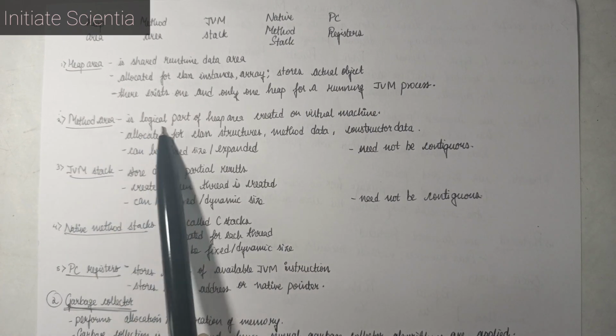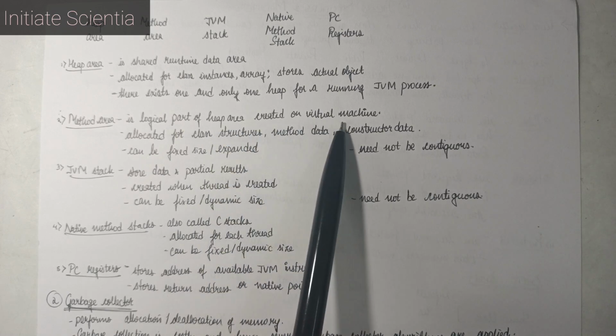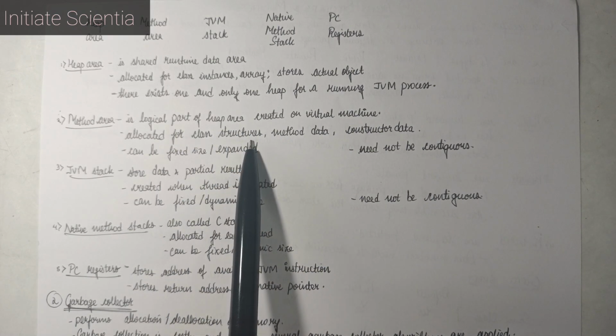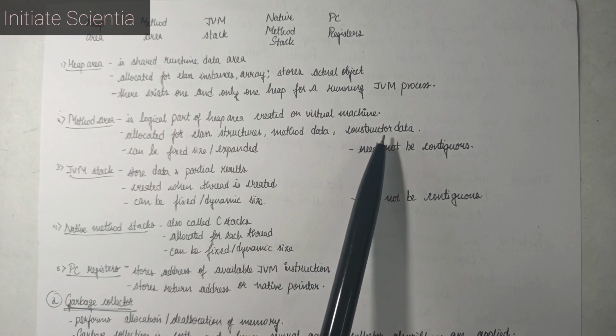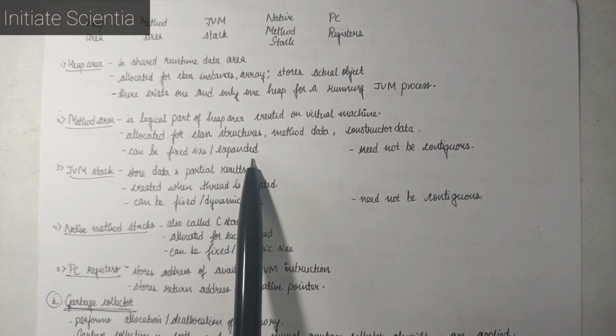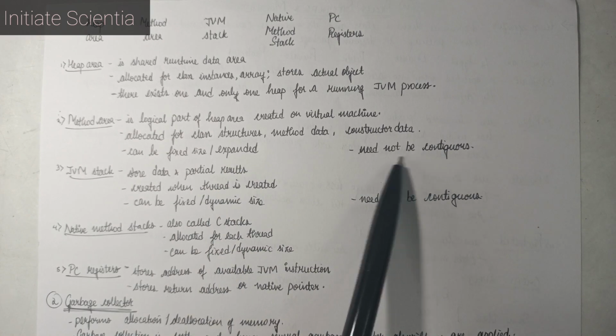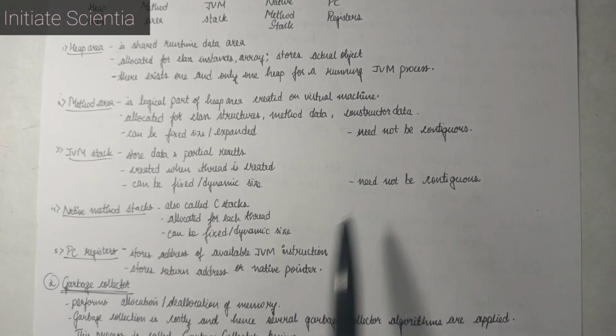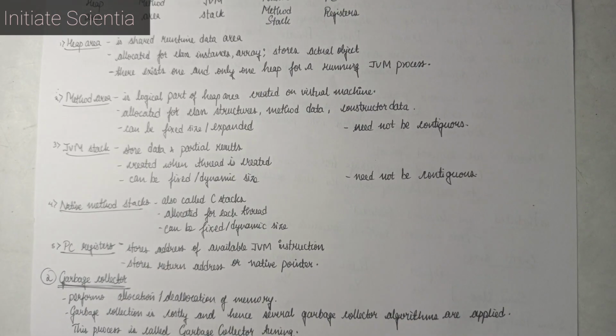Method area. It is a logical part of the heap area created on the virtual machine, allocated for class structures, method data, and constructor data. This can be of fixed size or it can be expanded. It need not be contiguous. That is, it need not be continuous.